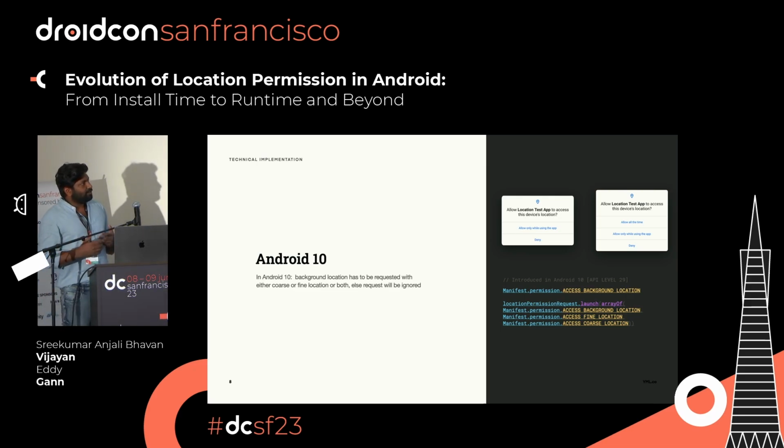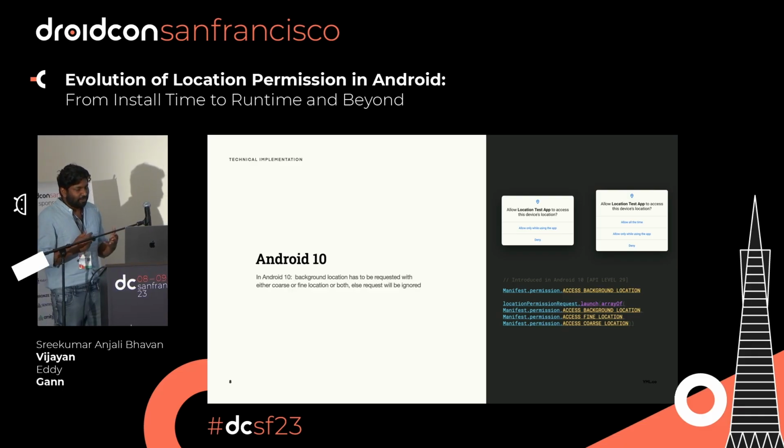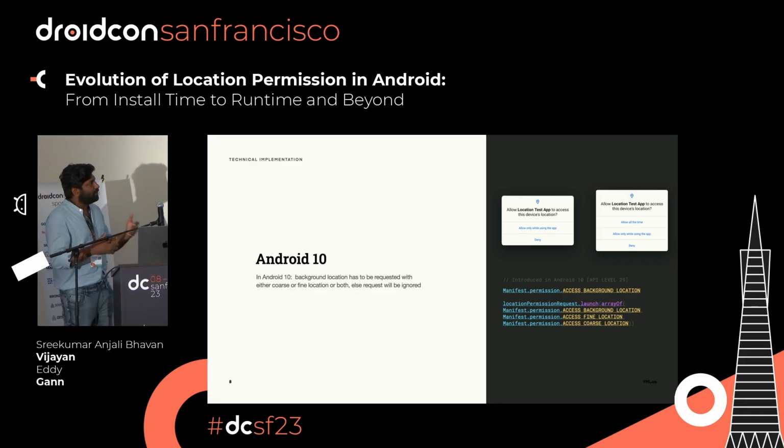How do you ask for them? The system introduces a new permission. You put that access background location permission in the manifest first. You ask with a combination of what kind of permission accuracy you need. You need fine location or coarse location. So combine them, just ask for it, and you get it. You're going to see any one of the models based on what you're requesting.